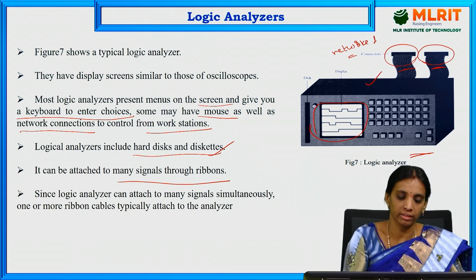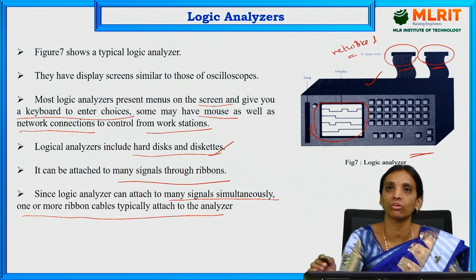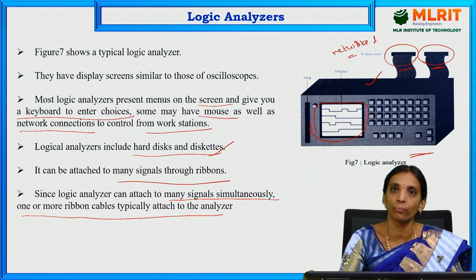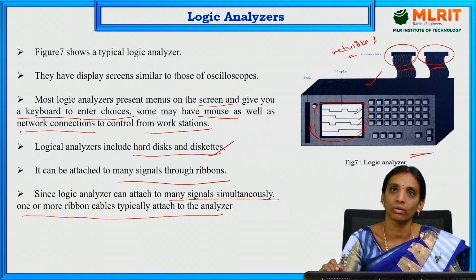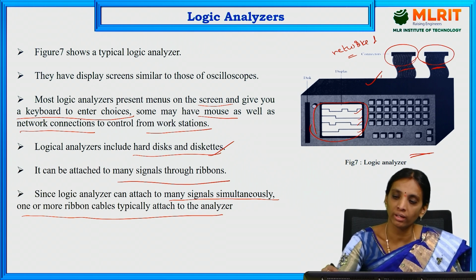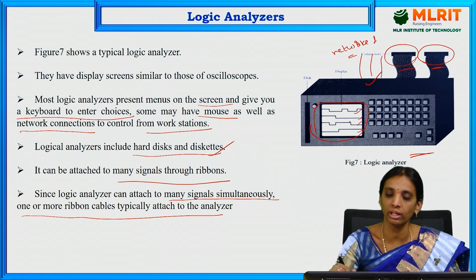So these can attach to many signals simultaneously. One or more ribbon cables can be attached to the analyzer. As we have already discussed in the previous slide, logic analyzers are used for displaying a number of signals simultaneously. In this example, it displays 4 signals. Like that, a number of signals will be displayed in the logic analyzer simultaneously. Therefore, a number of connectors will be used for logic analyzers for displaying the number of waveforms.